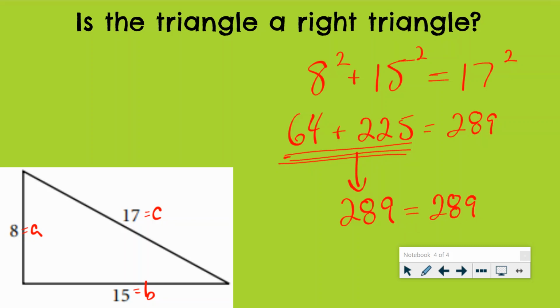So this is what I'm testing. I want to make sure that my A squared, my two short sides, my A and my B, squared and added, actually gives me the same thing that I got from C squared. Since it does, that's a right angle, and this is a right triangle.